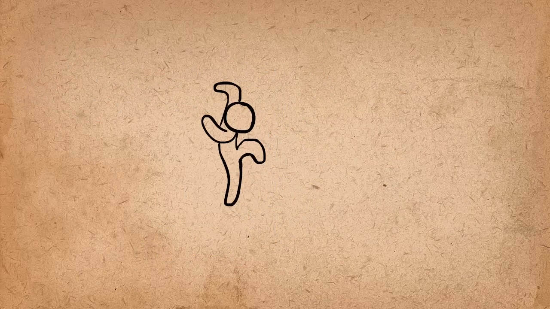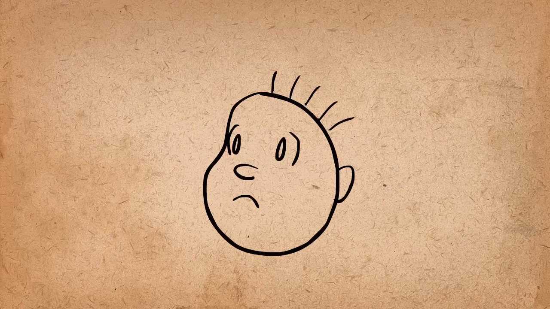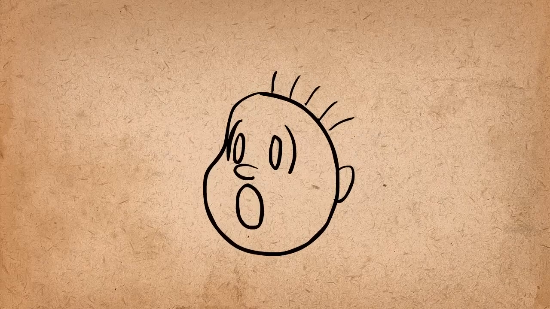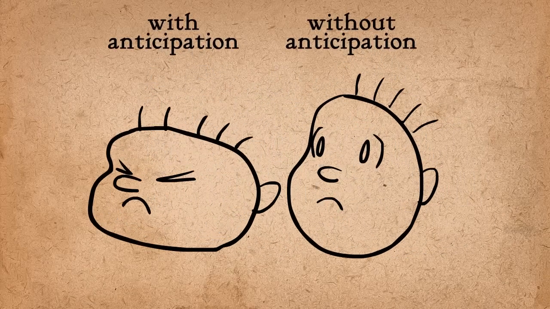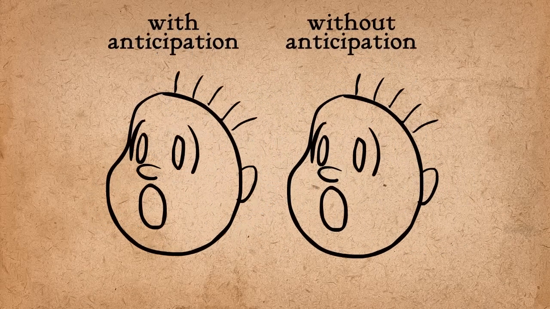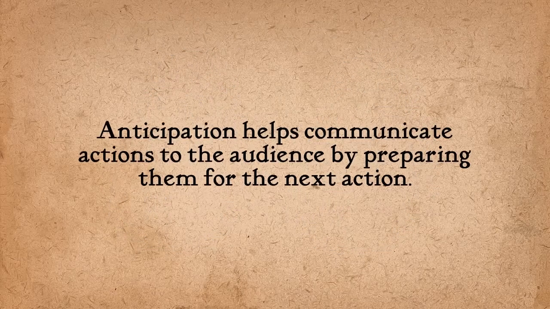Before running, a character will wind up before taking off. In the previous video about squash and stretch, this face actually uses anticipation as well. Instead of immediately stretching up, the face squashes first to anticipate the stretch and give it more power. Anticipation helps communicate actions to the audience by preparing them for the next action.